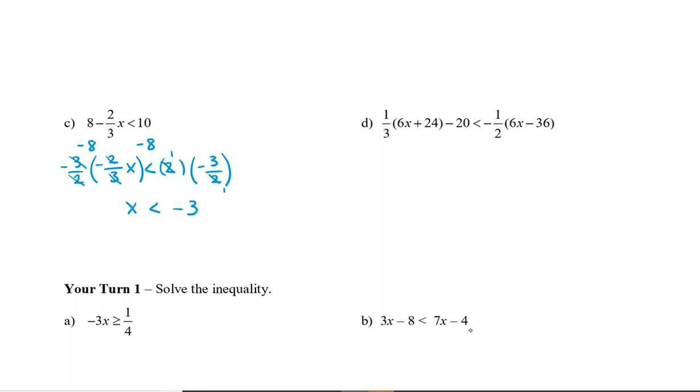And because I multiplied by a negative number, actually, instead of putting a less than symbol, I should erase that and I'm going to put it to be a greater than symbol.